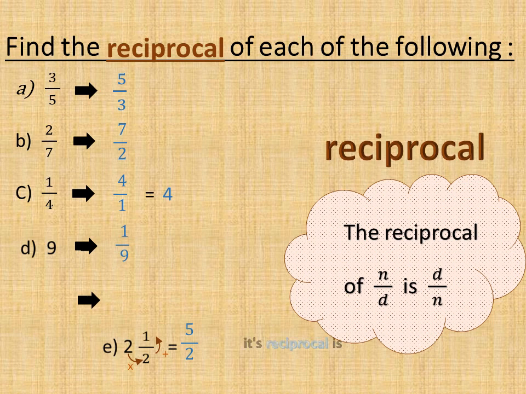Now, can we get the reciprocal? Yes. So its reciprocal is 2 over 5. So the reciprocal of 2 and a half is 2 over 5. So again, to find the reciprocal of any mixed number, we have to convert it first into an improper fraction using by plus.